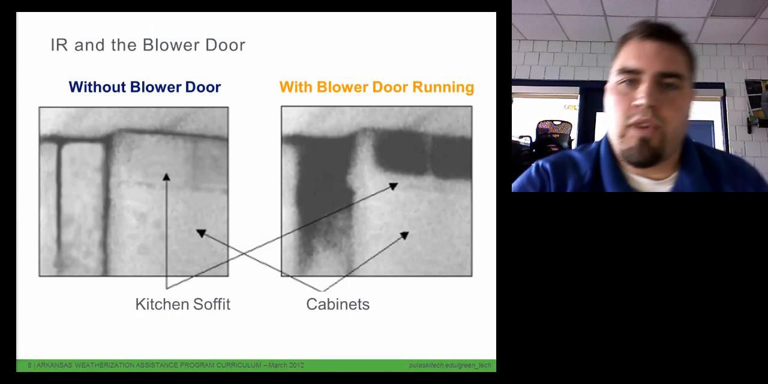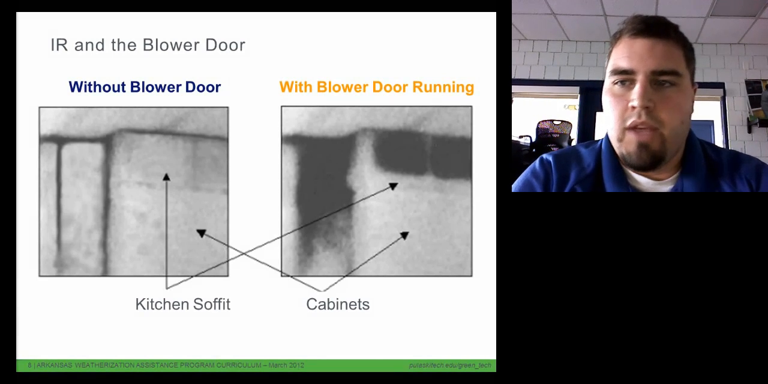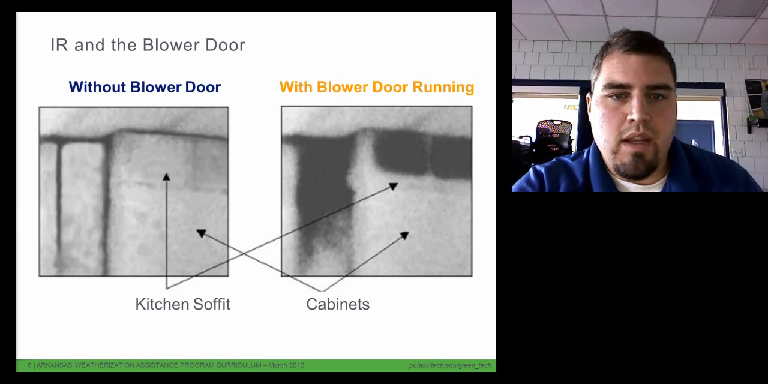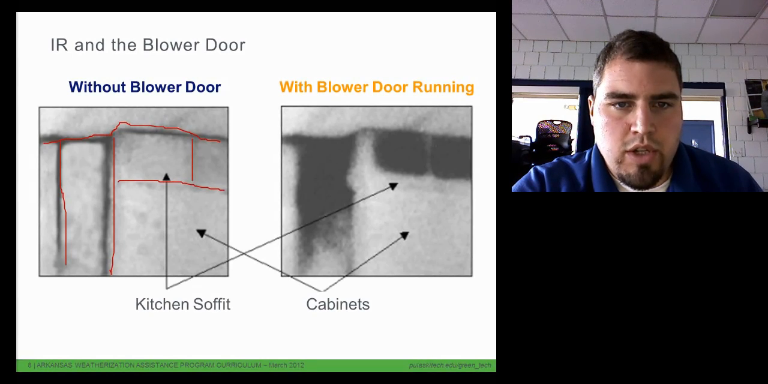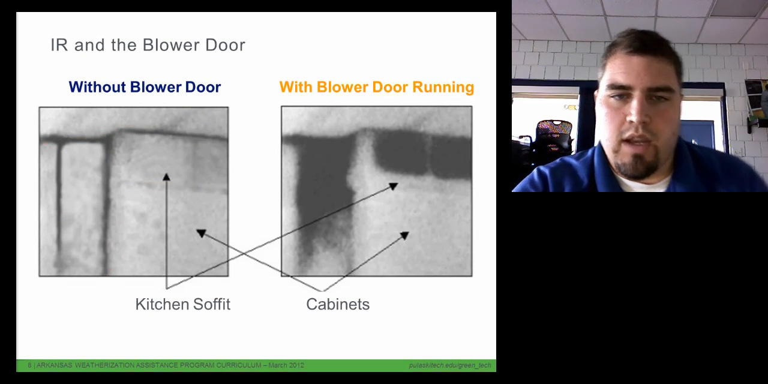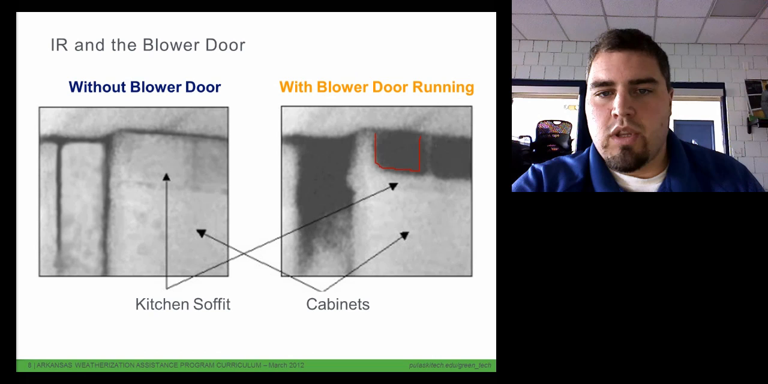Here we've got some drop soffit or a fur down, whichever you prefer to call it. The picture on the left is the infrared picture without the blower door running. You notice here on the exterior wall, we can see our studs, we can see our top plates, we can see the studs in the drop soffit, we can see the top of the cabinets. Then you notice we have a little bit of infiltration right here. But whenever we run the blower door and take an infrared picture, we can see that it's pulling that cold air into the soffits, each one of these bays.